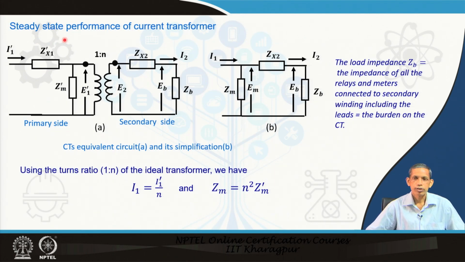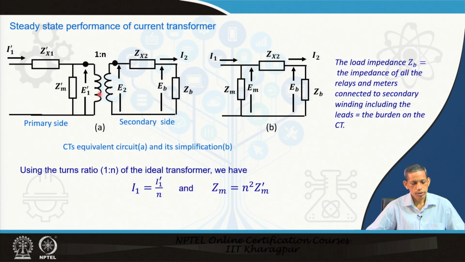Now, we will first analyze the steady state performance of the CT, and then we will go to the transient performance. So, first we will draw the equivalent circuit diagram of this CT, and from that we will try to analyze how it will perform during steady state.